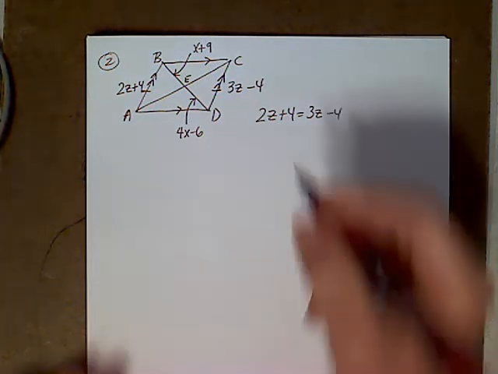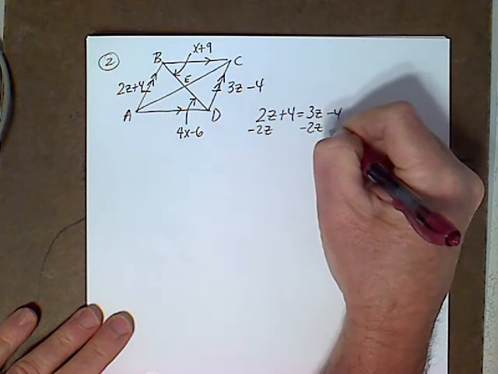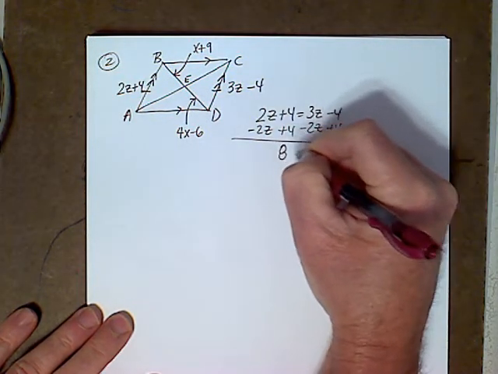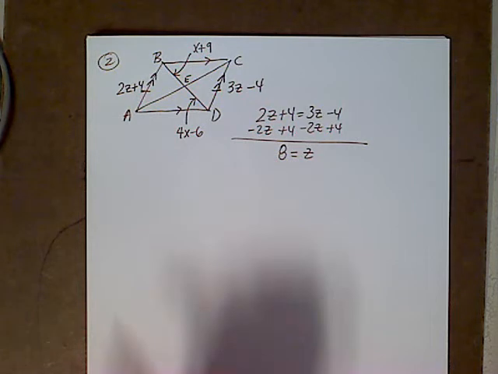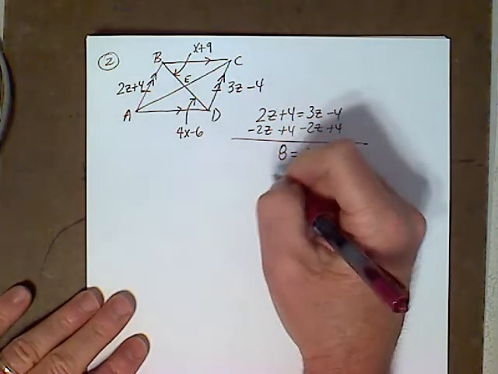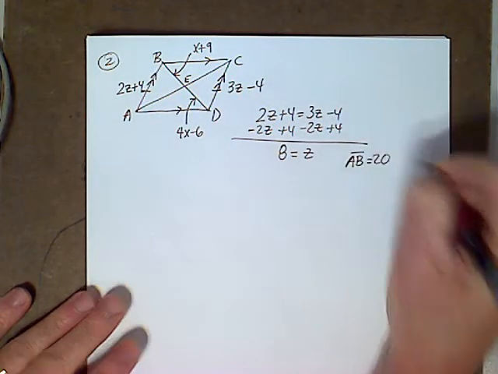Okay, pretty easy to solve. Subtract over 2z, and I can add over the 4 at the same time. That would give me 8 equals z. So z is 8. If you want to know those sides, you could plug it in. I'll do it for AB. 2 times 8 is 16. 16 plus 4 is 20. So if I needed side AB, I could say that is 20.